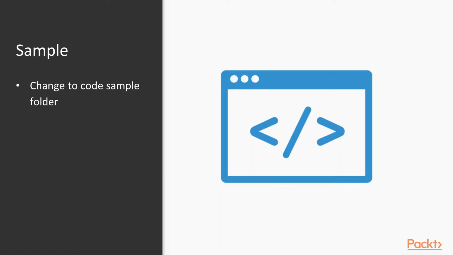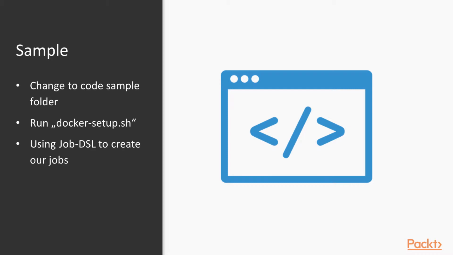So we go now to a code sample, and to get started, just go to the code sample and run the Docker setup. Then we will use the job DSL to create our jobs to see instant feedback for the Blue Ocean experience.